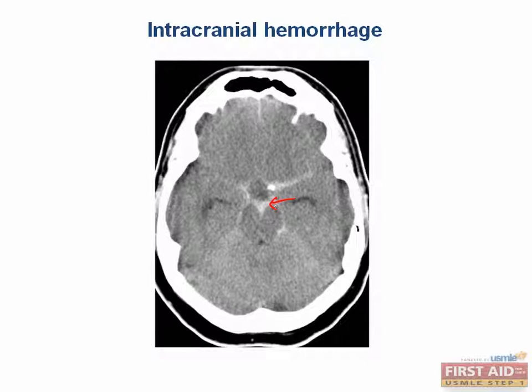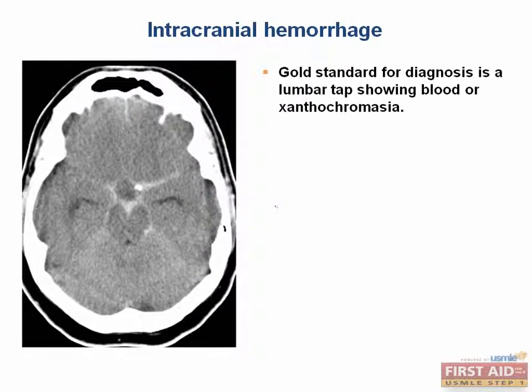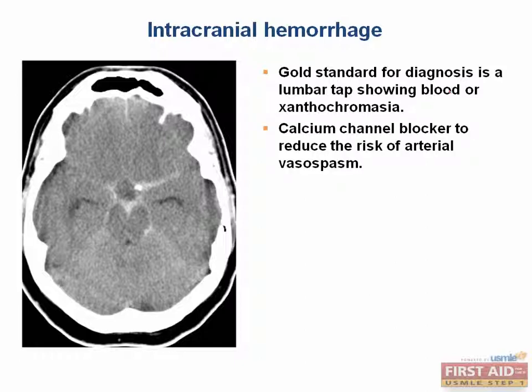Now, what's the most accurate way to diagnose a subarachnoid hemorrhage? The gold standard for diagnosis is a lumbar tap that would show either blood or xanthochromia. Xanthochromia is basically just the yellowish color in the lumbar tap that you would see due to breakdown products of the blood. Once you've treated these patients acutely, they should be started on a calcium channel blocker to reduce the risk of arterial vasospasm, because this can lead to cerebral ischemia or infarction. This is a favorite pharm question for board writers, so you should make sure you remember this. Calcium channel blocker for patients that have been treated for subarachnoid hemorrhage.